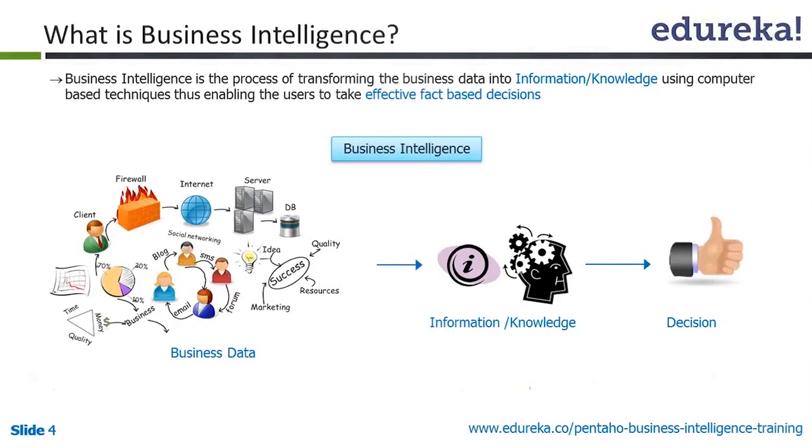Likewise, we have lots of data with the organization in different forms. It's coming through web, it's coming through mobile. So different forms of data are there, and the volume is quite huge. To take information out of this data, so that the organization can have effective decisions for its growth, we need to transform that data into a form on which we can have some analysis for better decisions.